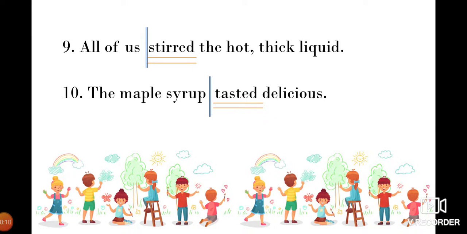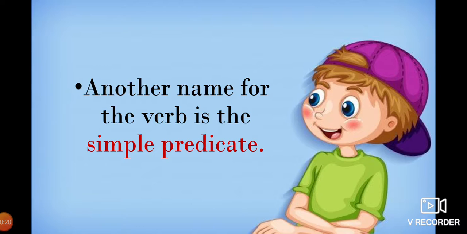Yes? Okay, good job. Now, this is another important part. Another name for the verb is the simple predicate. That means an action we can name verb or simple predicate, and it's the same thing. For example, identify the simple predicate. It's a verb. Identify the verb. It's a simple predicate. So we can name this part of speech in both forms, verb or also simple predicate.